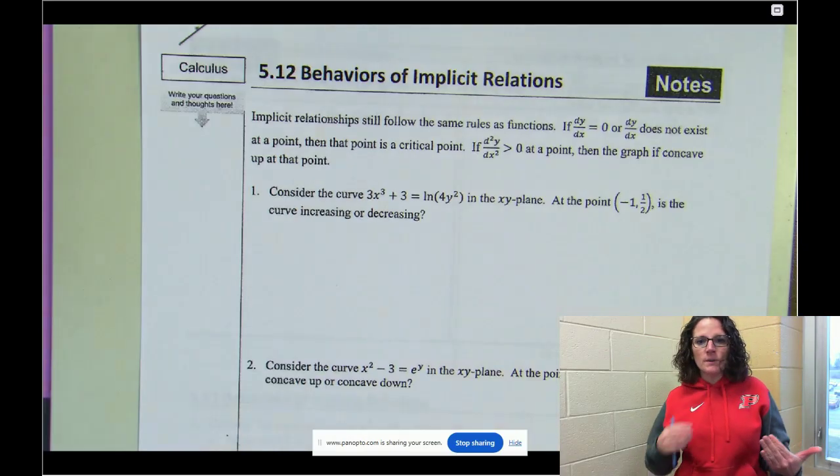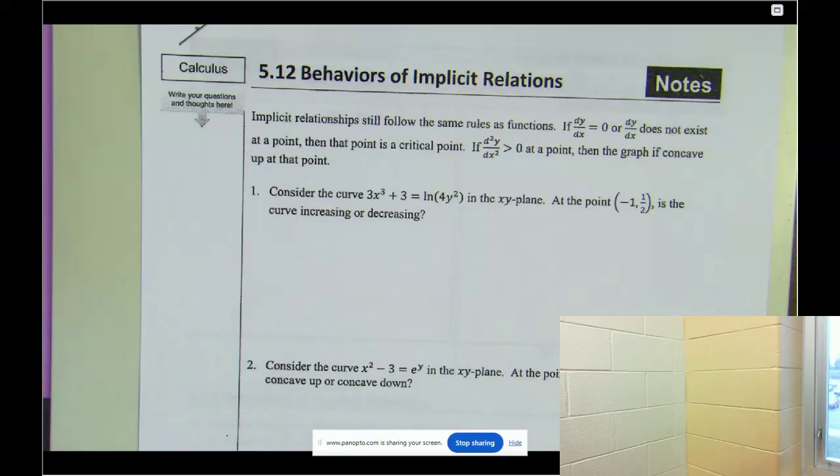This is an implicit relationship because the x's and y's are together. Oh, natural log.